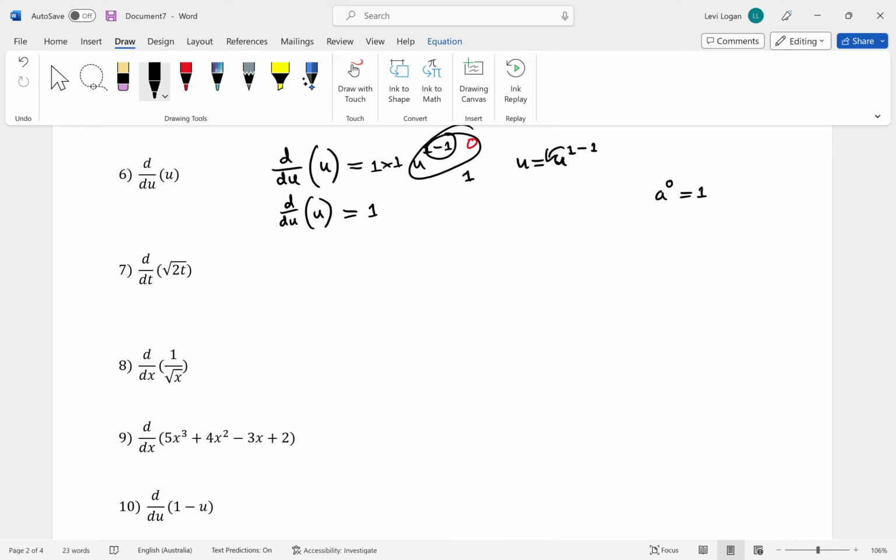Alright, feel free to have a go at question 7 if you're feeling brave. If not, just wait for me and I'll solve it in a sec. Alright, question 7.